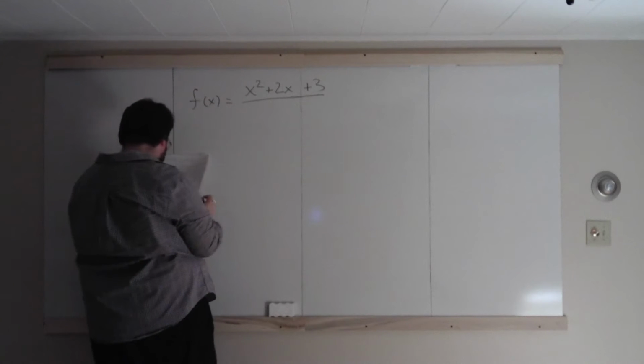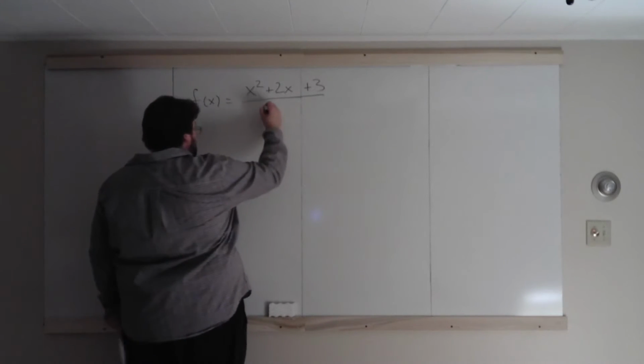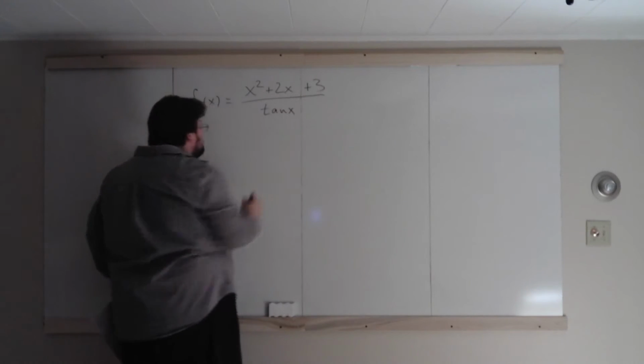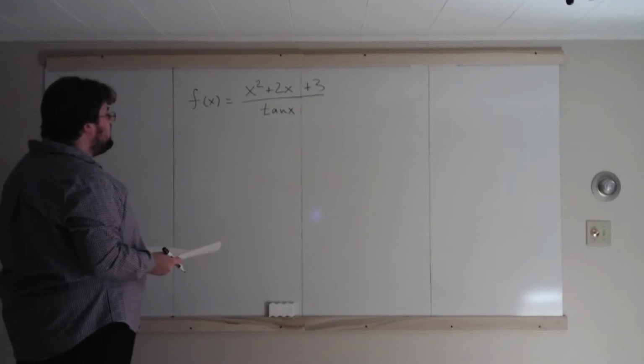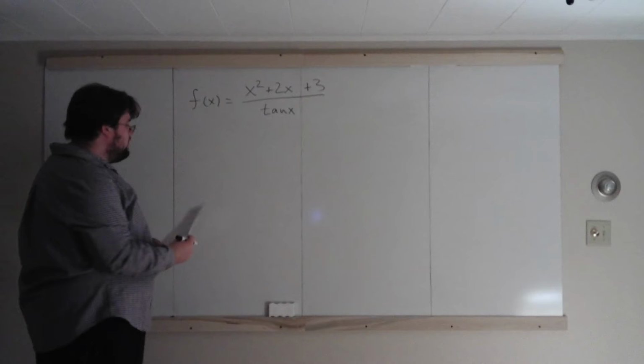Maybe I should put a negative sign on one. Nah, I'll leave it positive. That's how I wrote it there. Let's find the derivative of this function. Now, right here, we have a quotient.